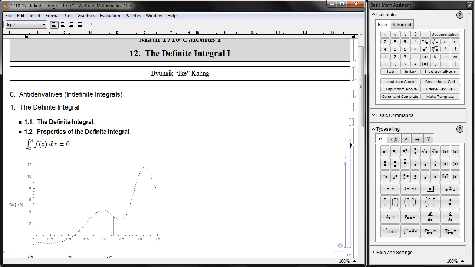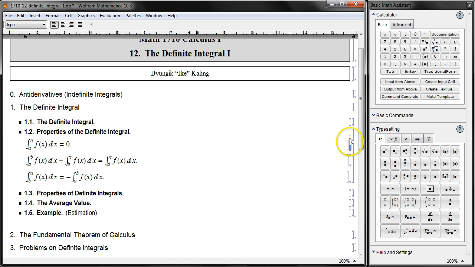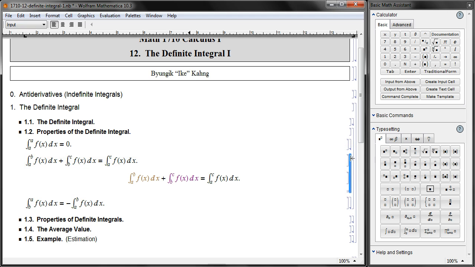Here is a visualization. We do not have an interval because the starting and ending point is the same. So what do we get? We have a line segment, and the area of the line segment, of course, is 0. Next, the integral from a to b and the integral from b to c put together, we get the integral from a to c. We can join them together.